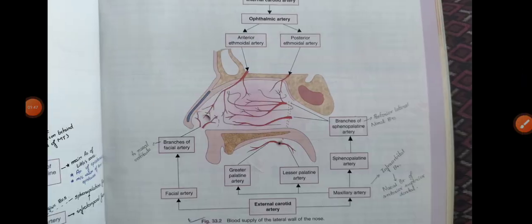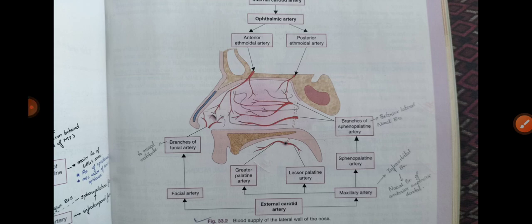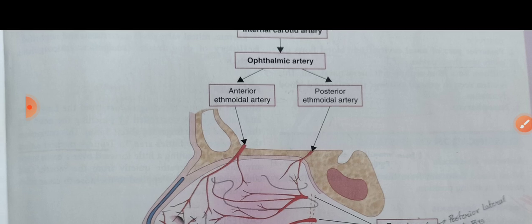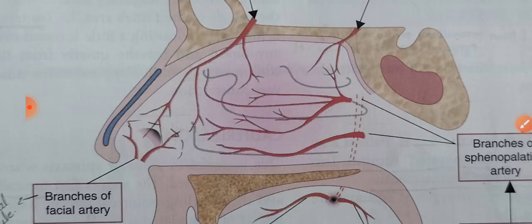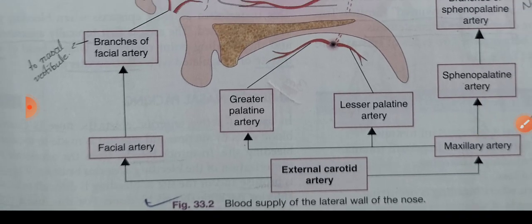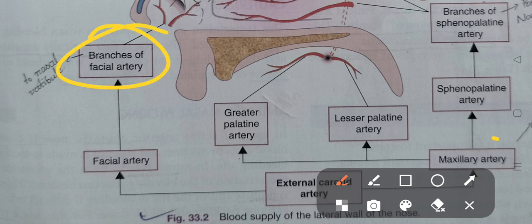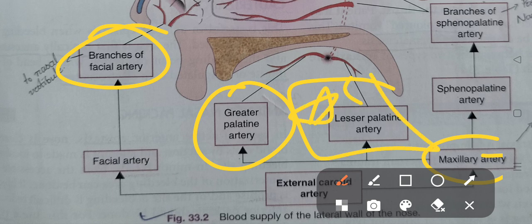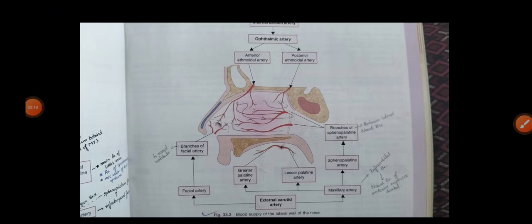Next, the blood supply of the lateral wall of the nose. The one which I have told is the blood supply of the medial wall of the nose. This is the lateral wall of the nose, and it is also the same. The internal carotid artery gives rise to the ophthalmic artery, which gives rise to the anterior ethmoidal and posterior ethmoidal arteries. Same thing. But below, the external carotid artery, facial artery, branches of facial artery on this side. But here the maxillary artery gives rise to three arteries, that is the greater palatine artery and the lesser palatine artery. This one is extra, the lesser palatine artery. Another one is the sphenopalatine artery, which is the same. This was the blood supply.